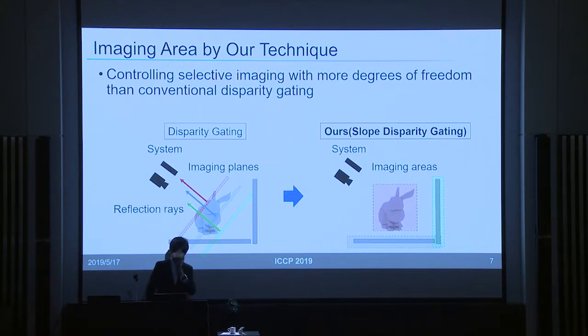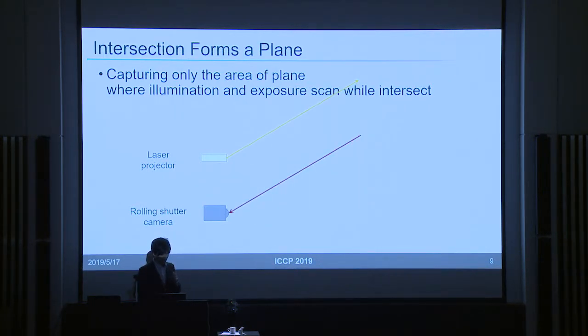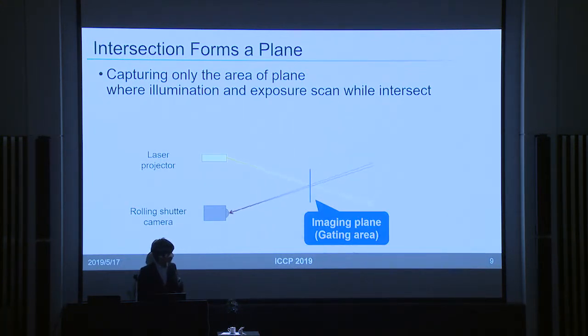Our method generalizes conventional disparity gating by introducing more degrees of freedom to define the selective imaging volume. The geometry of intersection between the illumination and the capture planes determines what objects are captured. Only objects present at the intersection are captured via reflected light. So, in this synchronous scanning, the illumination and the exposure intersect only on the plane. So, it is possible to image only on this plane.